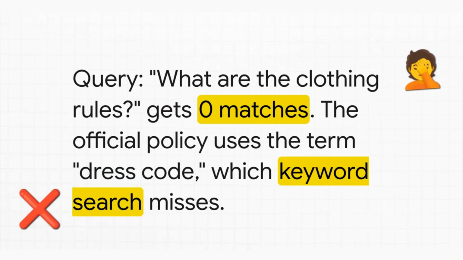And this is the classic example of where the old way just falls flat. An employee asks a totally normal question. What are the clothing rules? A keyword search comes back with nothing, 0 results. Why? Because the official HR handbook uses the phrase dress code. The computer fails a common sense test that any person would pass in a heartbeat.